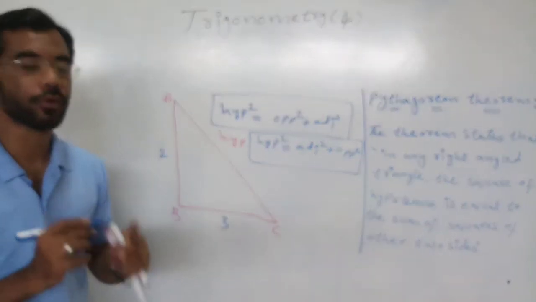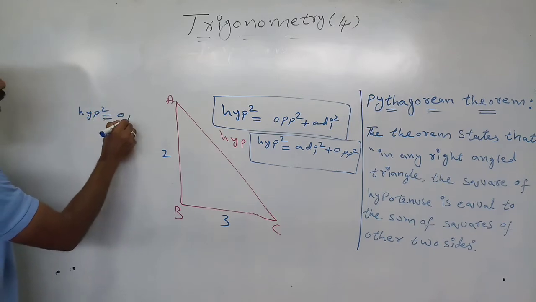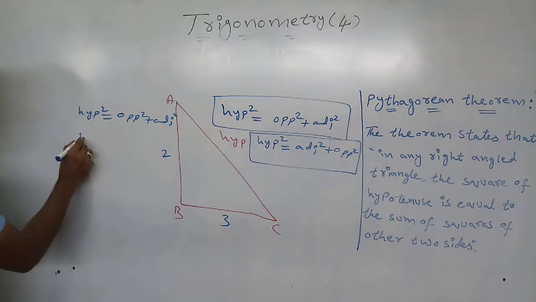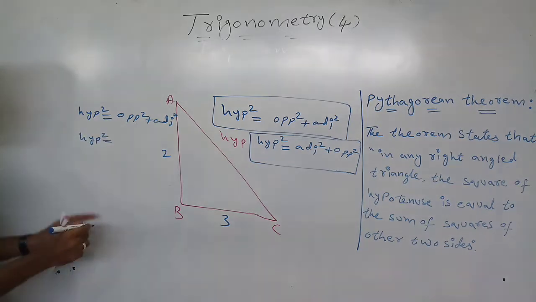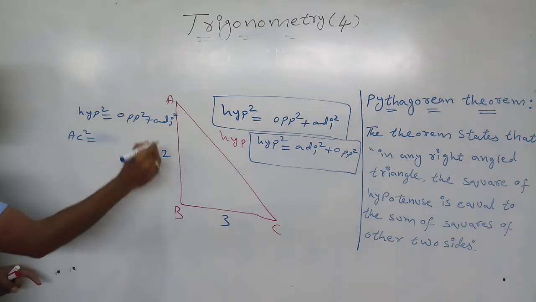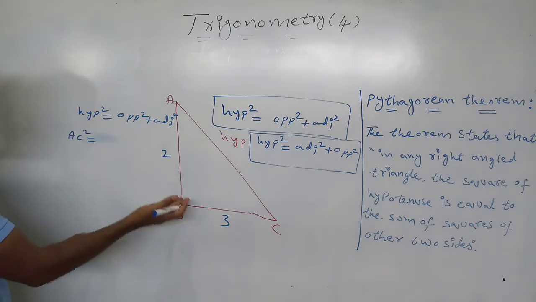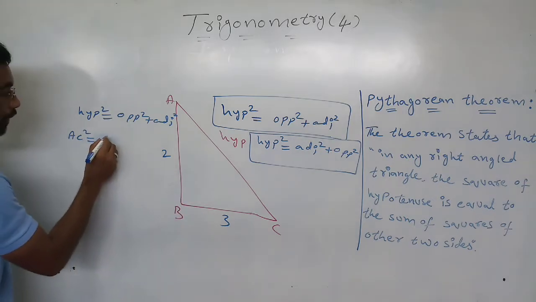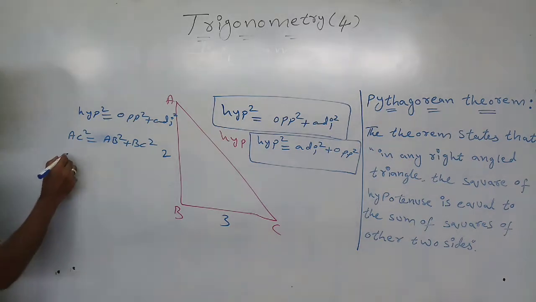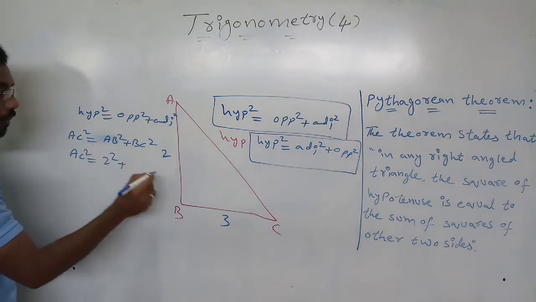Now we will find the hypotenuse. How can we find the hypotenuse? Hypotenuse square is equal to opposite square plus adjacent square. What is the hypotenuse here? AC square is equal to adjacent square plus opposite square. You take this one or this one, no problem. So we will take AB square plus BC square. AC square is equal to AB, how much is it? 2 square. BC, how much? 3 square.